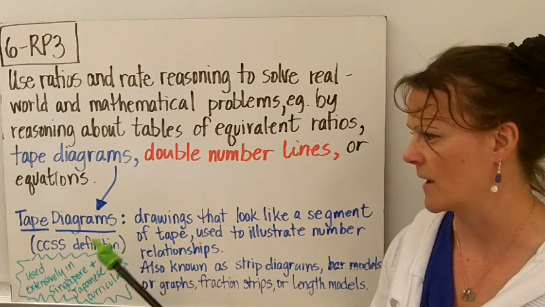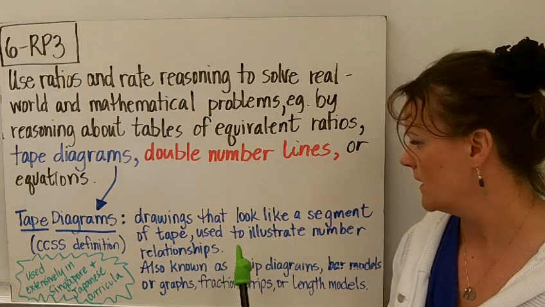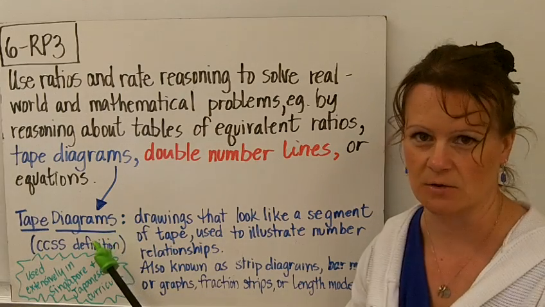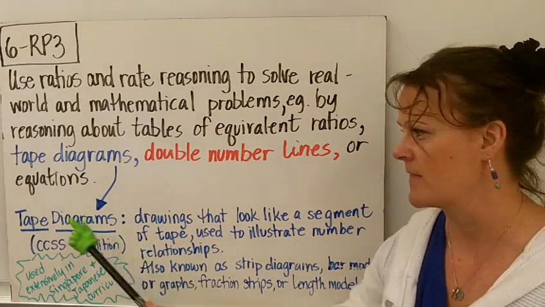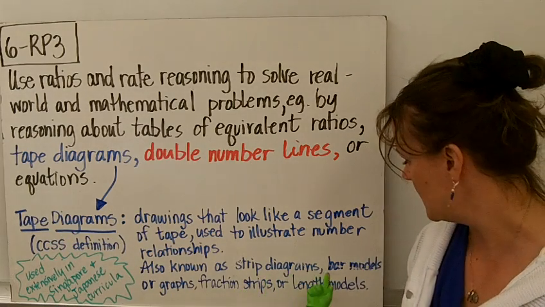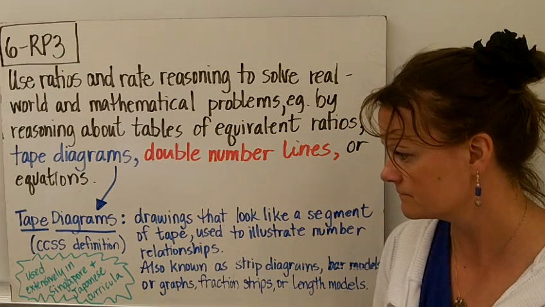So first of all, tape diagrams, as defined in the Common Core, are drawings that look like a segment of tape. They're used to illustrate number relationships, and this isn't a new idea to you. If it sounds like a new idea, I'm guessing that it probably isn't. It's just that maybe they haven't been known to you as tape diagrams, because they're also known as strip diagrams, bar models or graphs, fraction strips, or length models.